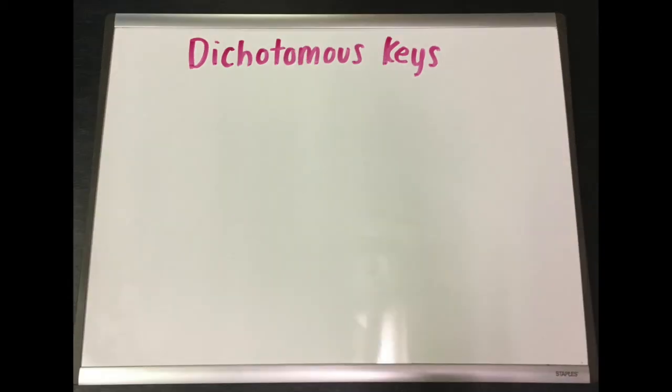The best way to understand dichotomous keys is to do them yourself. Complete the dichotomous keys on pages 7 and 8 of your workbook.